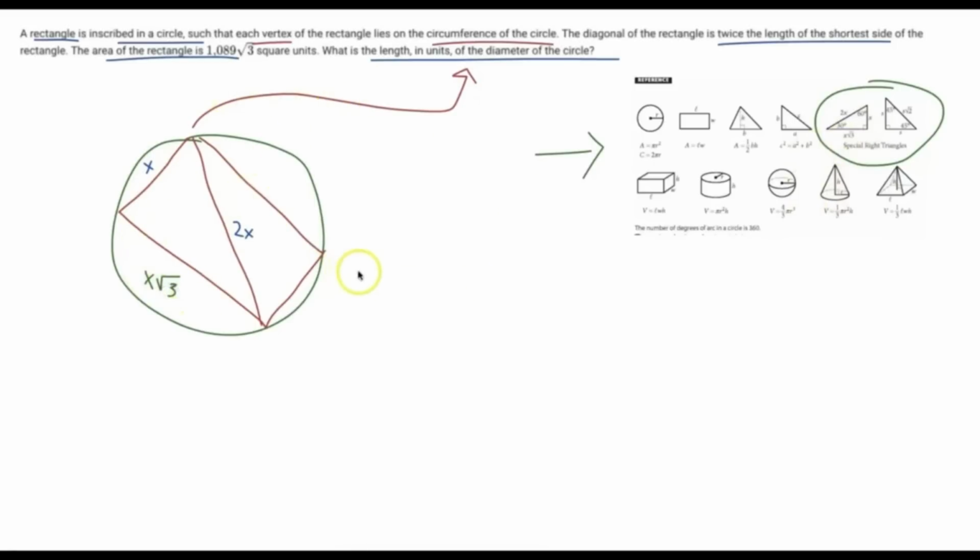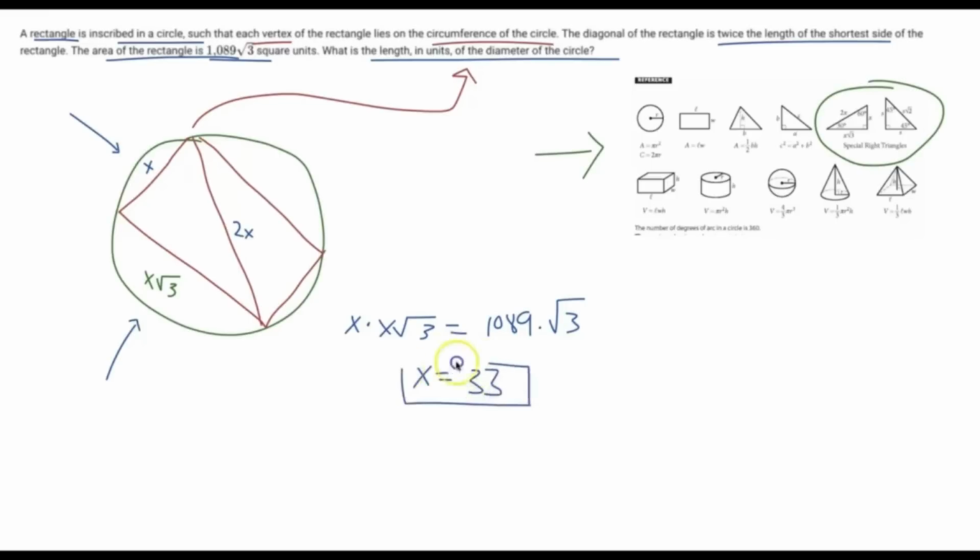And we know length times width equals the area of a rectangle, and we have the width right here and the length right here. And so we just have to multiply those together. So x times x square root 3 is going to give us the area that they provided. So 1089 multiplied by square root 3 square units. And all we have to do now is solve for x. So you can plug this right into Desmos, and it'll give you an answer of x equals 33.